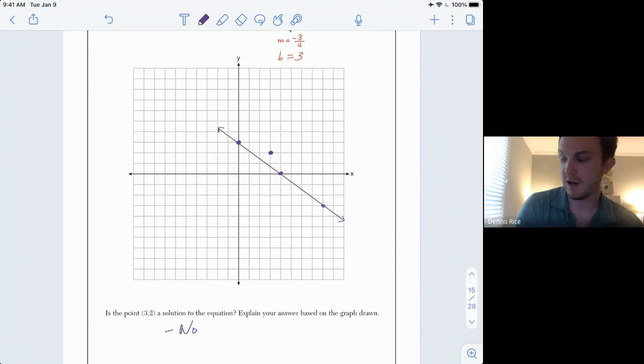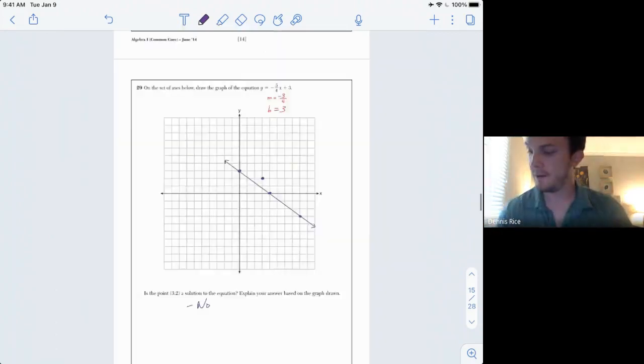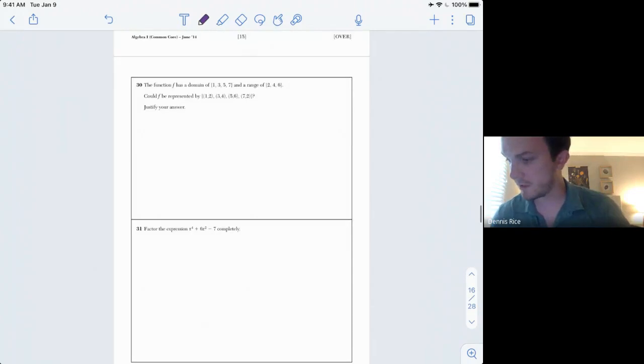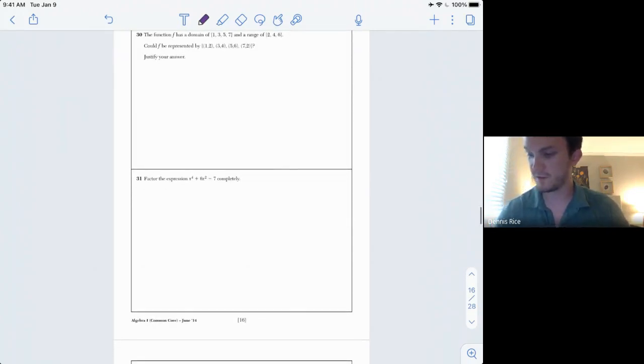For something to be a solution, it has to be on the line, or the line has to pass through it, and this is not on the line, so it's not a solution. Doesn't touch the line, it's not on the line, however you phrase it. Okay, 2-pointers are not bad here, right? Decent 2-pointers. Ooh, this should look familiar.